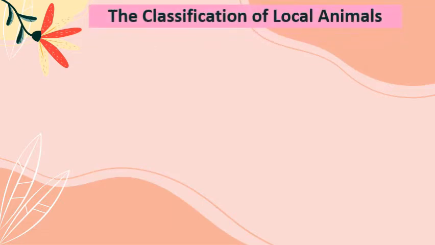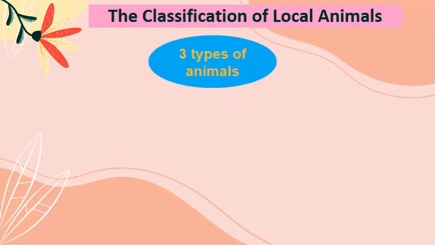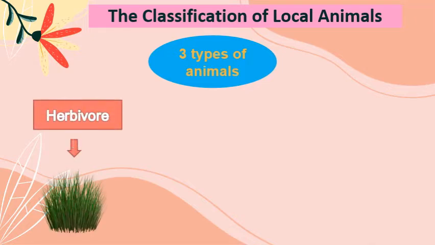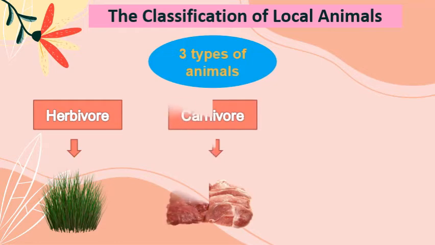Now let's move on to our next lesson. This is about the classification of local animals. We can classify animals based on the food that they eat. So we have here 3 types of animals. Animals can be herbivore, carnivore, and omnivore.